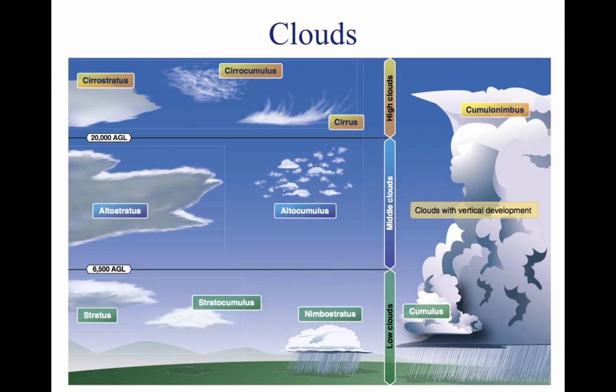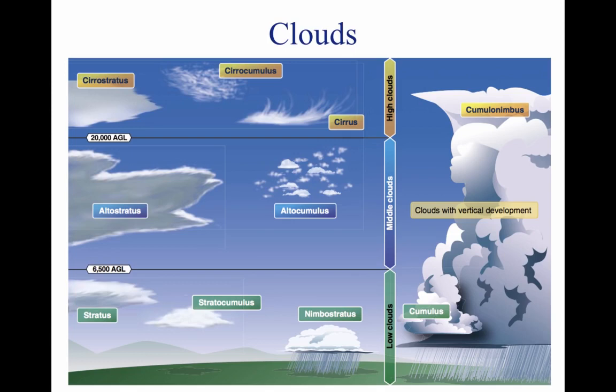Through the processes of deposition, also referred to as sublimation, and condensation, moisture condenses or sublimates onto minuscule particles of matter like dust, salt, and smoke, known as condensation nuclei. The nuclei are important because they provide a means for the moisture to change from one state to another.